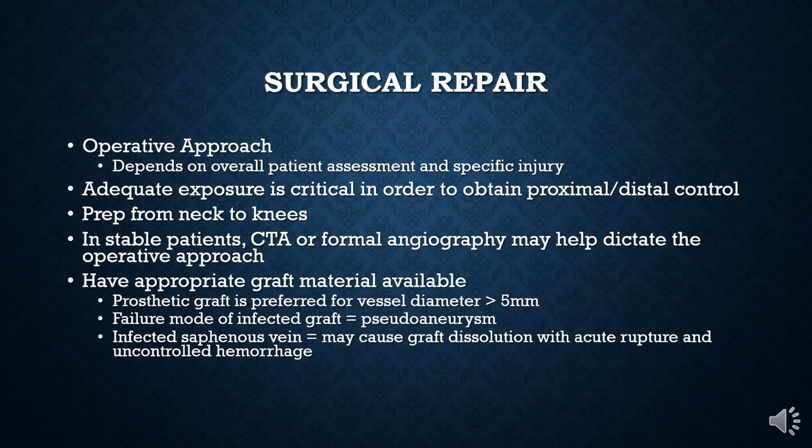Prosthetic graft is preferred for vessel diameter greater than 5 mm. Failure mode of infected graft is pseudoaneurysm. Infected saphenous vein may cause graft dissolution with acute rupture and uncontrolled hemorrhage.